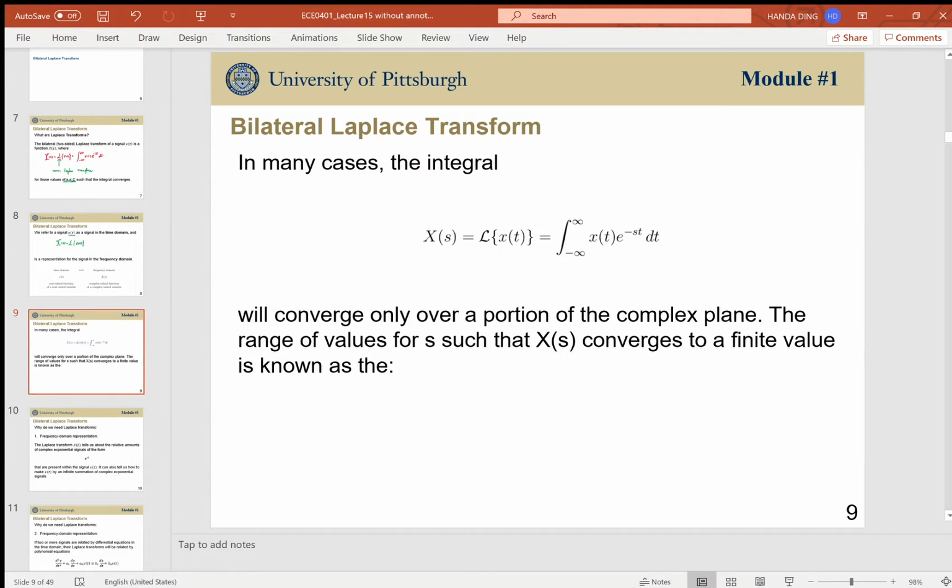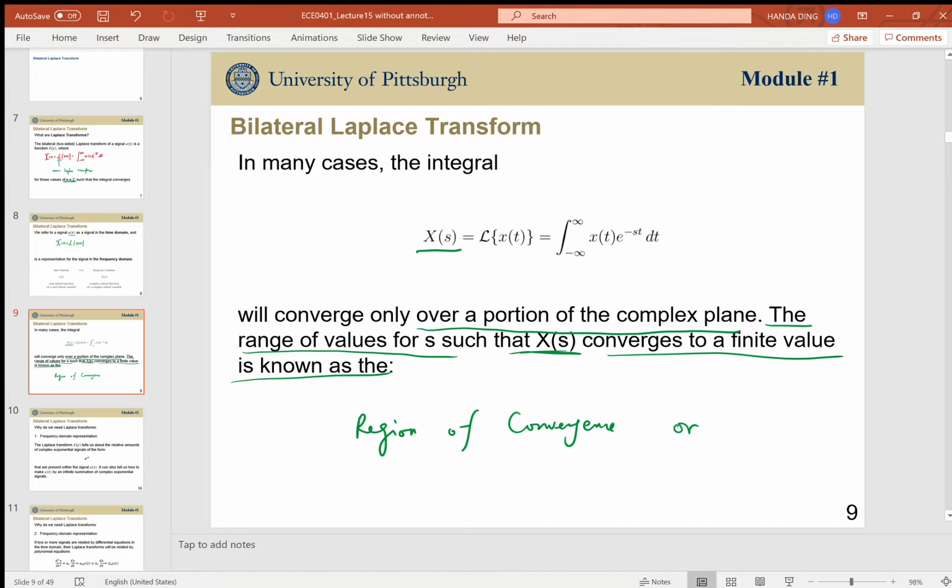So the next concept will be the region of convergence. The Laplace transform will only exist over a portion of the complex plane. The range of values for s for which your Laplace transform will converge to a finite value, we define as the region of convergence. We'll also write that as ROC.